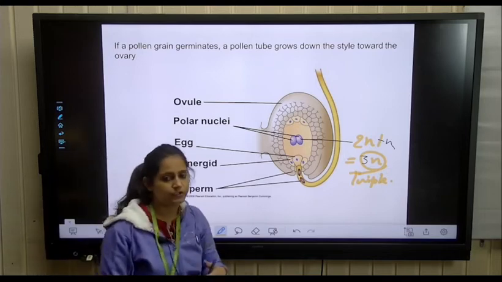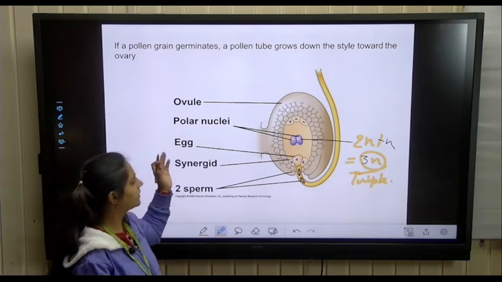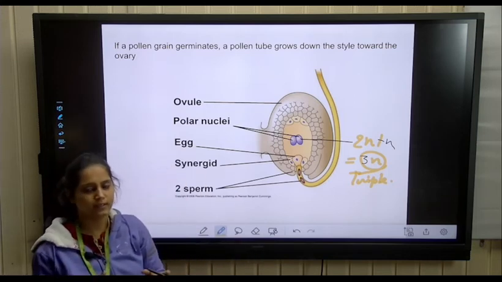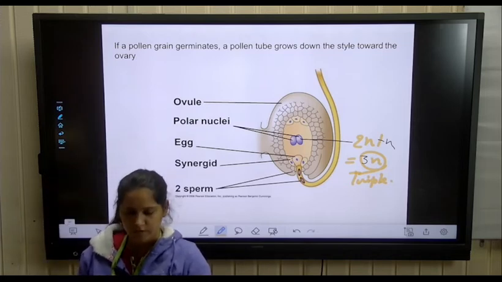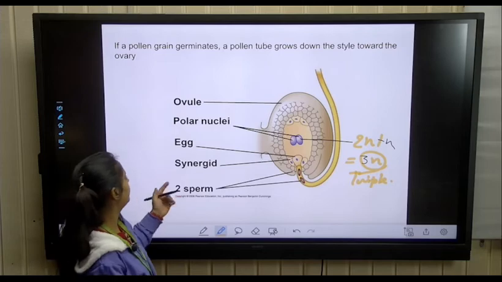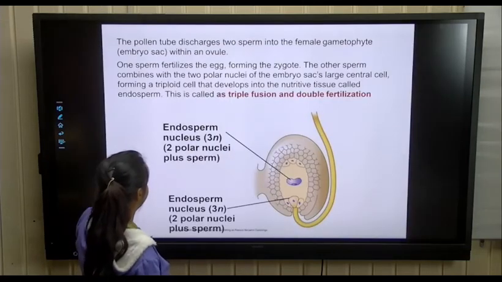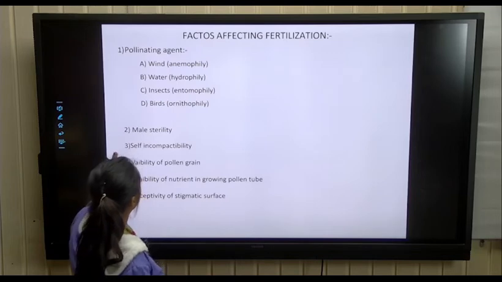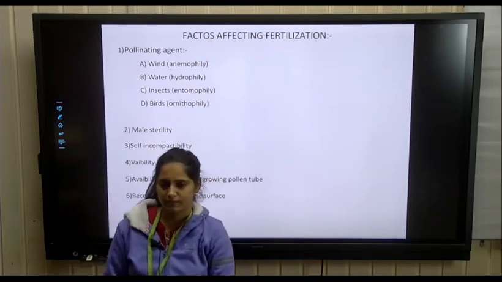It restores the diploid chromosome number, and again it forms the endosperm, which is very essential for the nutrition of the developing embryo, and the embryo is developed from the zygote. Okay, so these are the factors which can affect the process of fertilization.